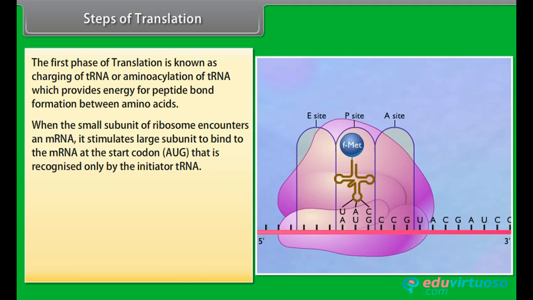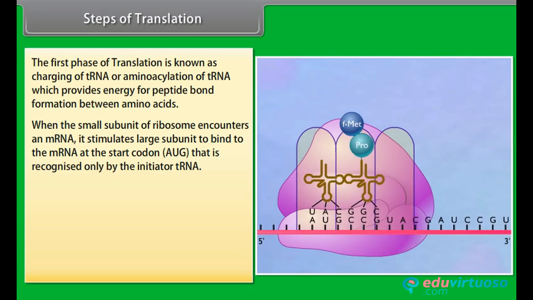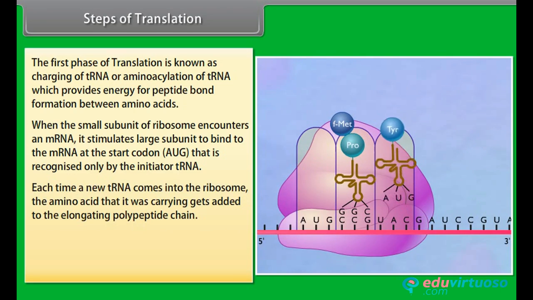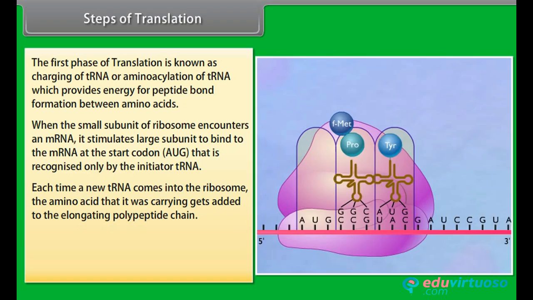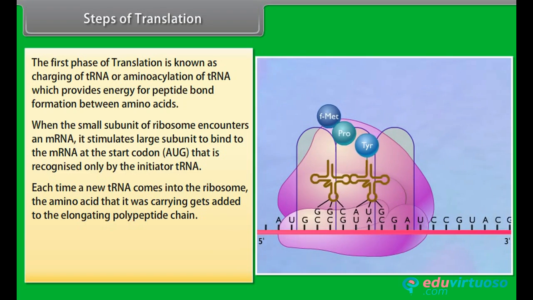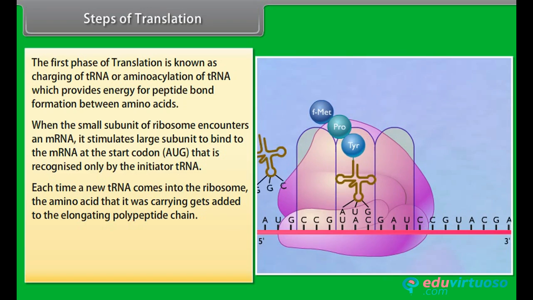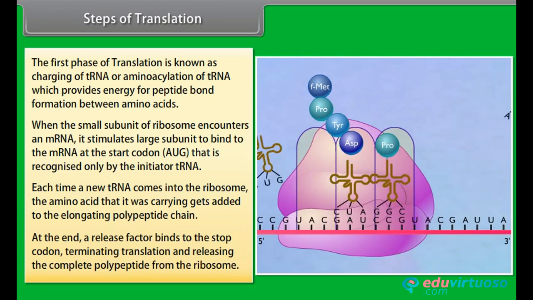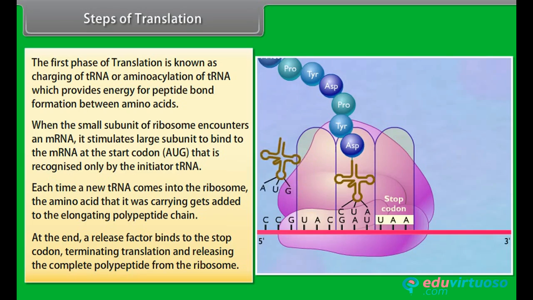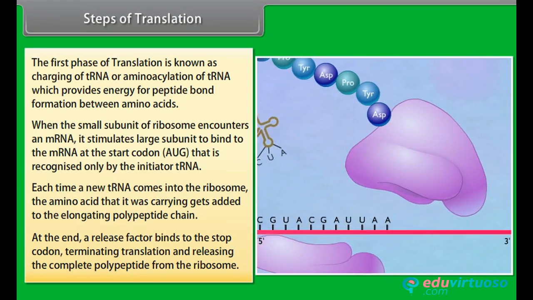When the small subunit of ribosome encounters an mRNA, it stimulates the large subunit to bind to the mRNA at the start codon AUG that is recognized only by the initiator tRNA. Each time a new tRNA comes into the ribosome, the amino acid that it was carrying gets added to the elongating polypeptide chain. At the end, a release factor binds to the stop codon, terminating translation and releasing the complete polypeptide from the ribosome.